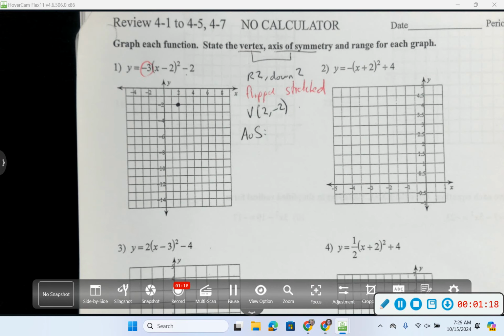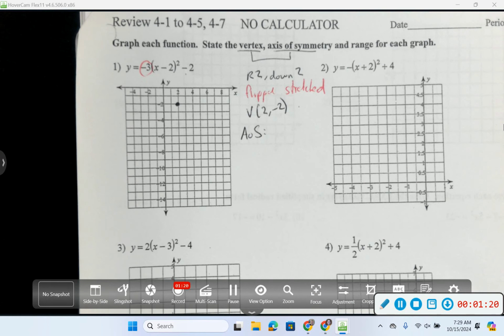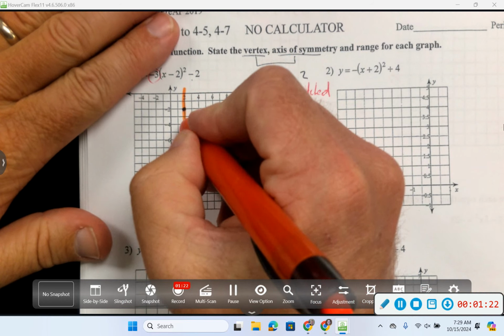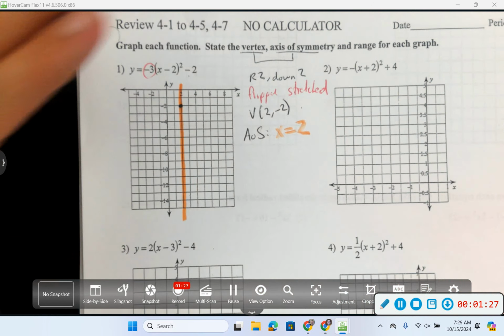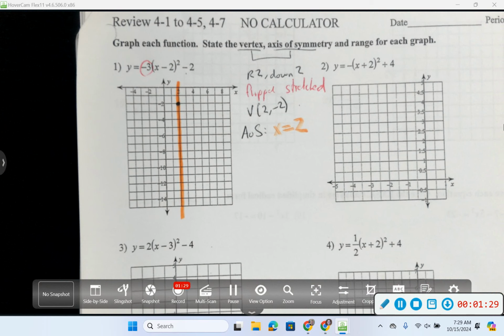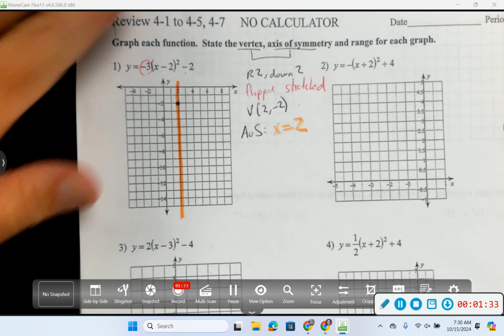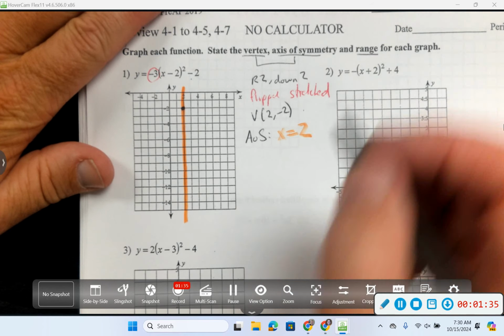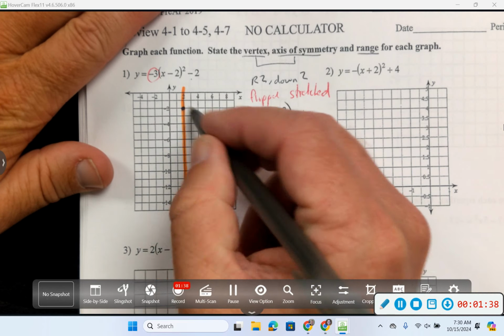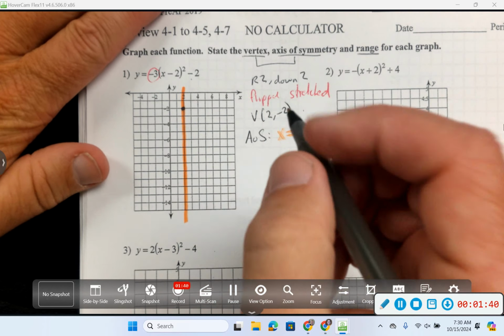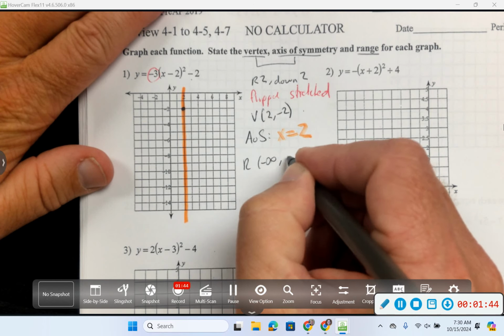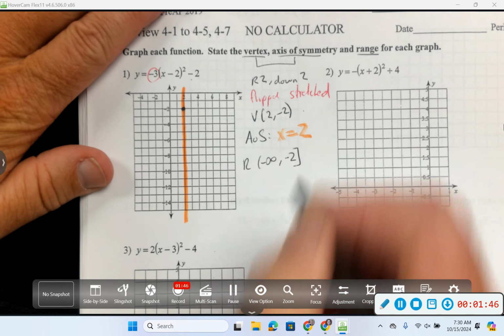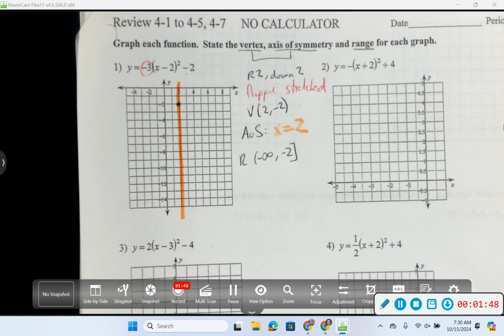Don't have to draw it on the graph, but if it helps you visualize things, then by all means. X equals 2. Definitely put x equals. It's not just 2. It's x equals 2. It's the line x equals 2. Range. Well, it's pointing down, so I guess I could go ahead and do the range. It starts at -infinity and goes up to -2. Remember, you want to go from bottom up, from least to greatest.